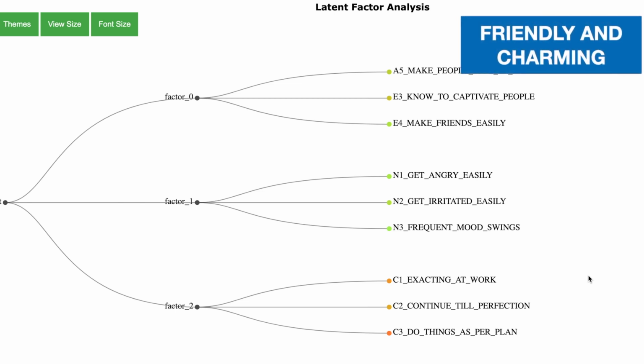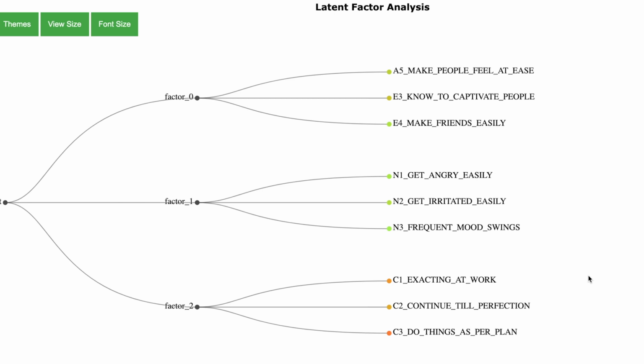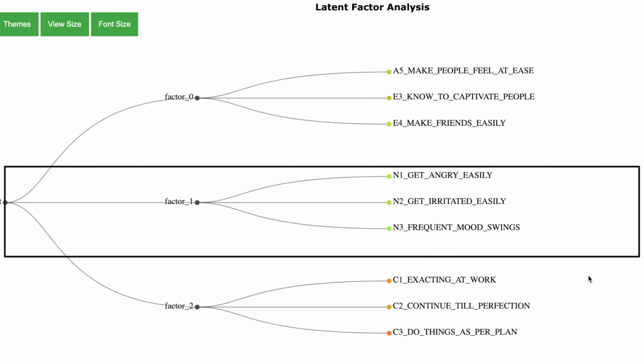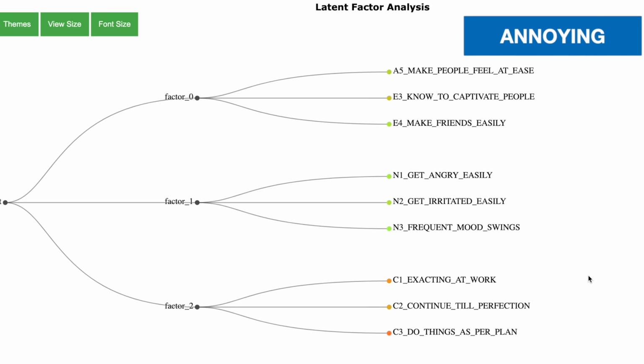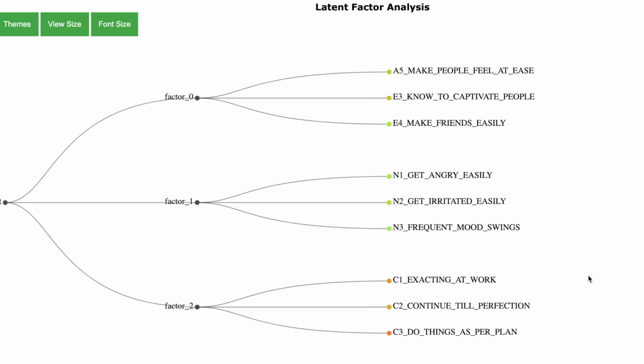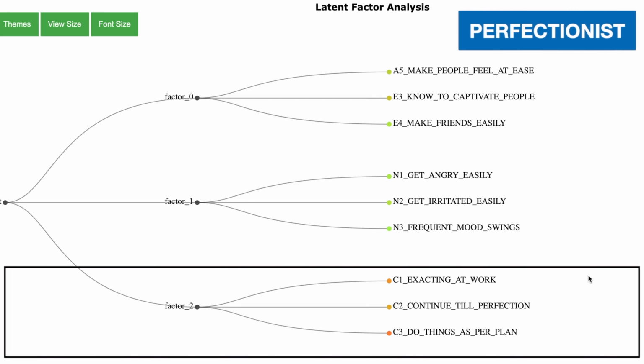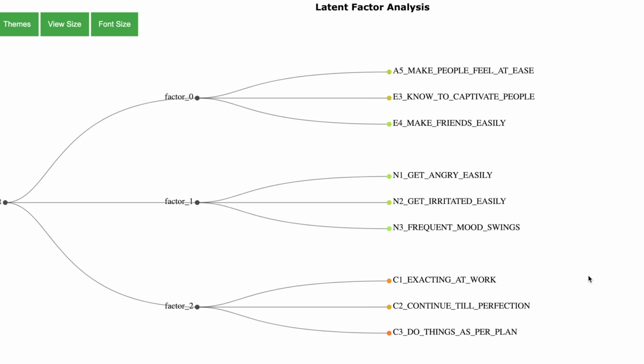Now we do not have any data column on friendly and charming in our data set, but the algorithm is able to find this latent factor. The second latent factor corresponds to a person who gets angry and irritated easily and has frequent mood swings. So this corresponds to an annoying personality. And the third personality type corresponds to a perfectionist who is exacting and likes to do things as per plan. So all these personality types do not exist as columns in the data, but the algorithm is able to find these personality types as latent factors.